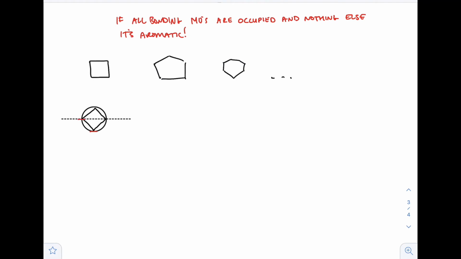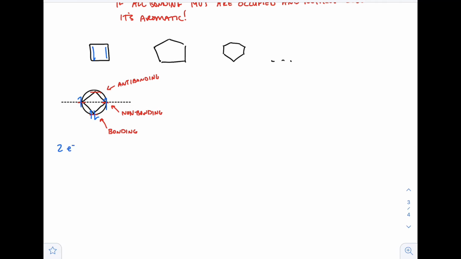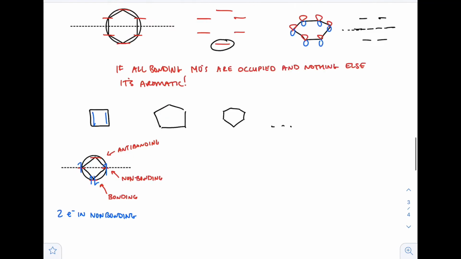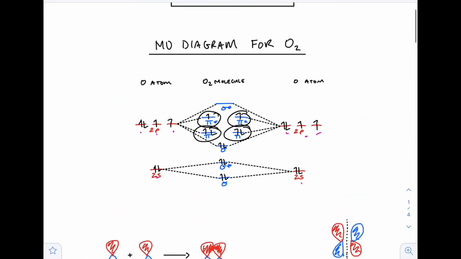So here's the cyclobutadiene Frost circle. We can see we have 1 antibonding orbital on the top, and then we have 1 bonding orbital on the bottom. And then we also have two non-bonding orbitals along that dotted line. Okay. So remember, cyclobutadiene has 2 pi bonds. So that's 4 electrons total. If we fill it up, that means we're going to get 2 electrons in the bonding orbital on the bottom. Awesome. But we're also going to get 2 electrons in the non-bonding orbitals.